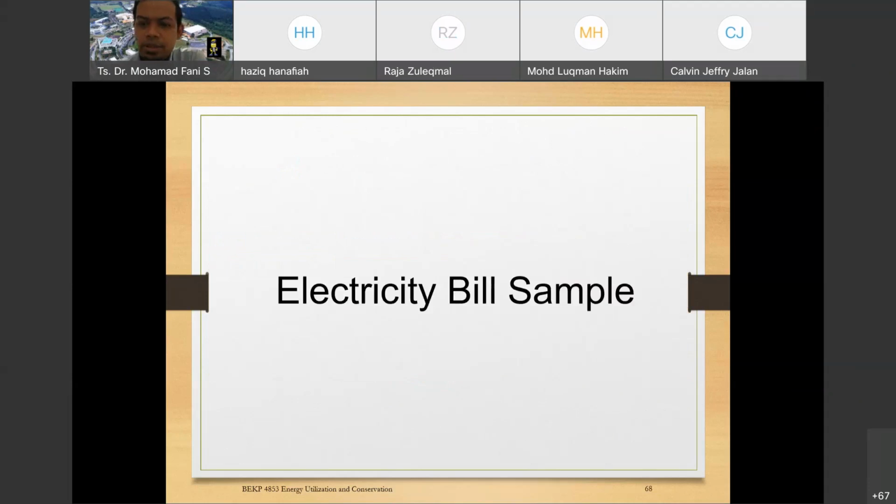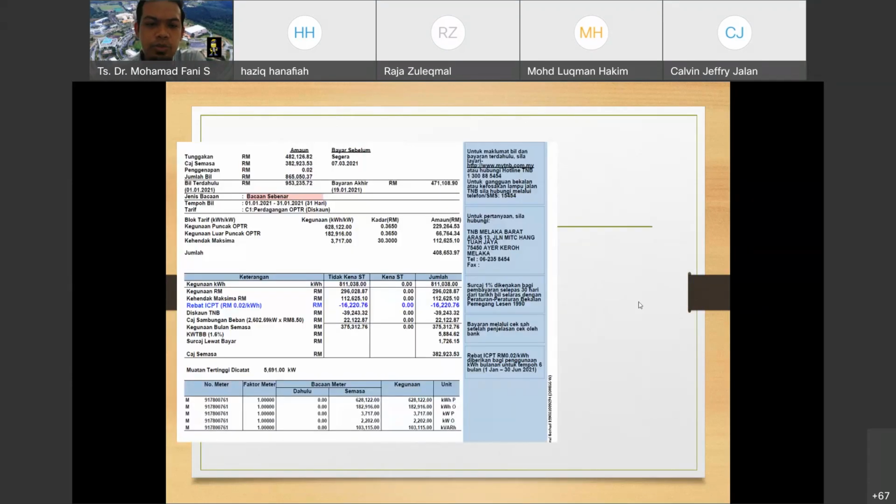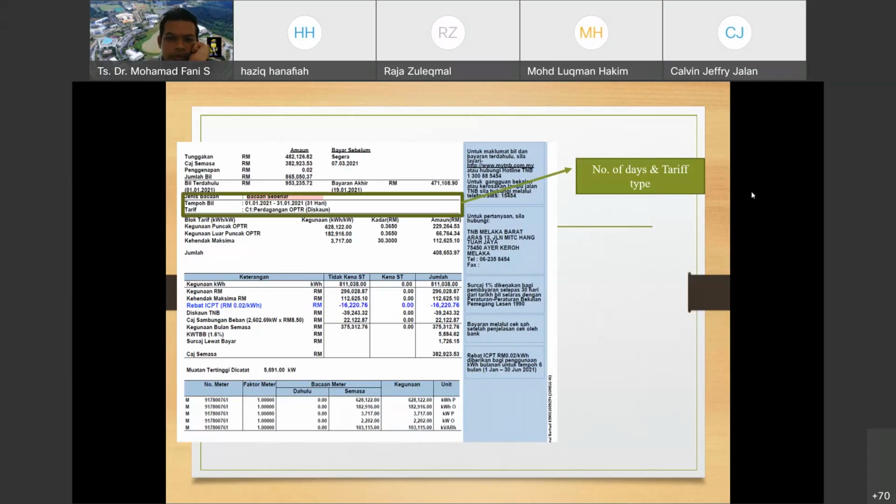Okay, electricity bill sample. This one is a bill for UTEM. Okay, look at this one. So number of days, tariff type C1. But for UTEM, we have the OPTR discount. So later on, we will explain what OPTR is.